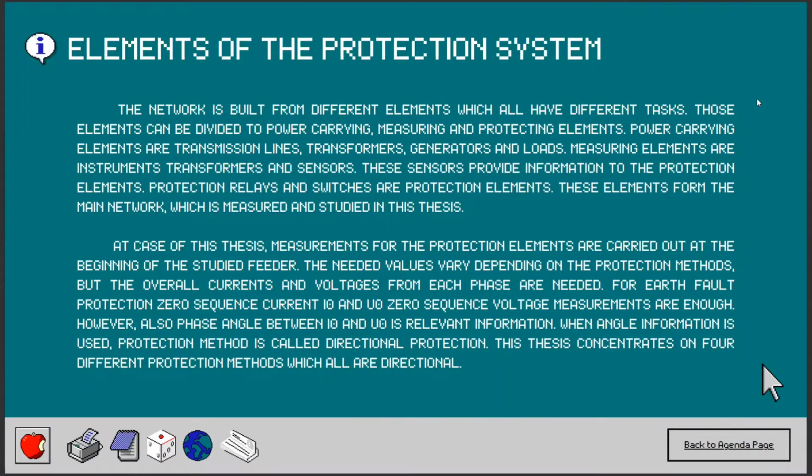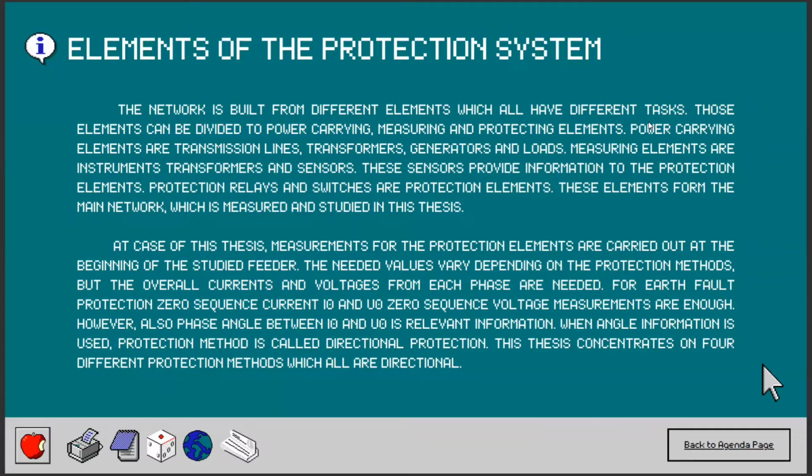So una is yung power carrying, which is yung elements such as transmission lines, transformers, generators, and loads. The next naman is yung measuring elements, which is yung mga instrument na kagaya ng transformers and sensors. So sa transformers, meron tayong tinatawag na power transformers o PT, and then yung current transformers o CT. Then sa sensors naman, this provides information to the protection elements. So example ng mga sensors na to is yung protection relays, switches, overloads, and etc.